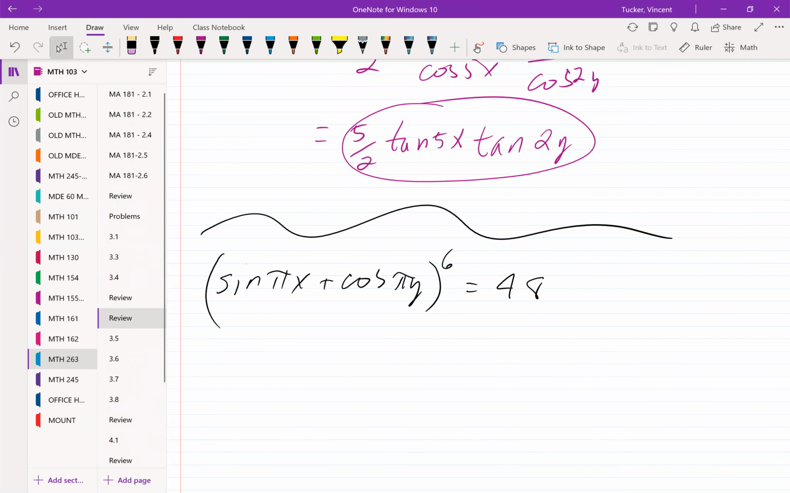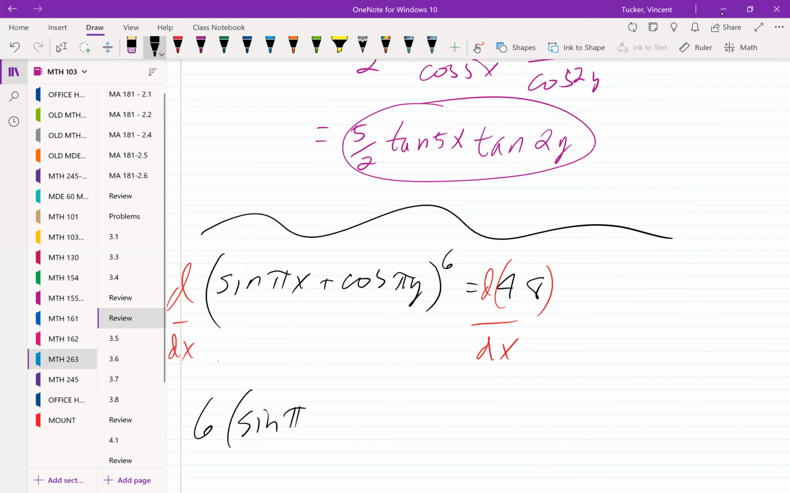So we take the derivative of both sides with respect to x. I didn't write it like this last time, but it's basically what we did. I'm going to bring down the 6 as my power. Everything stays the same. Subtract 1 from my exponent. That's 5. Now I have to take the derivative of everything on the inside.